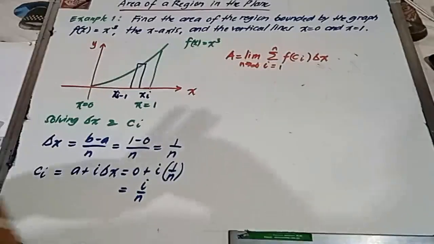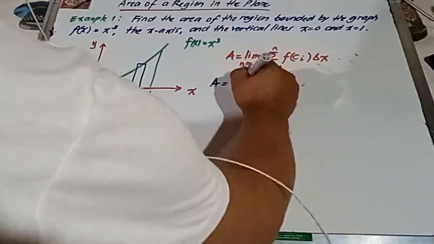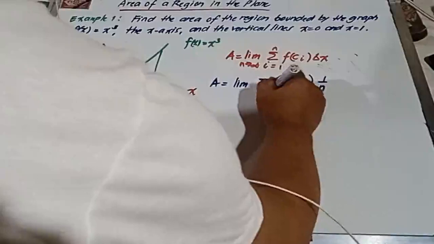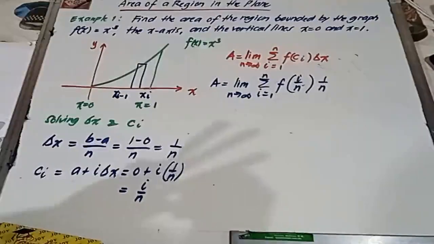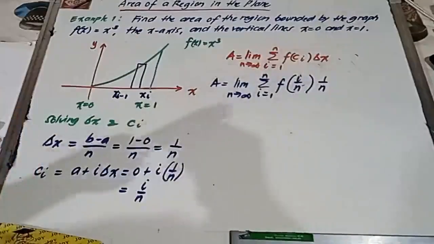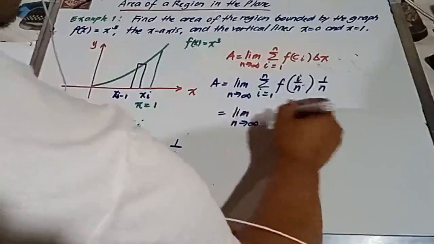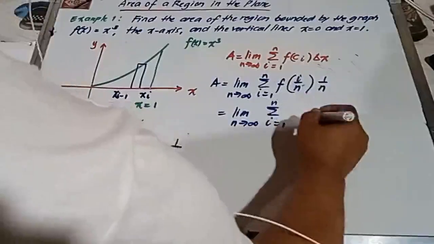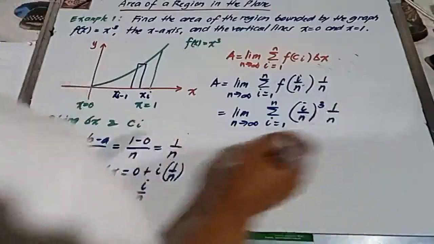Now, substitute natin ito sa ating formula. Therefore, ang ating area is equal to the limit of summation of f of c sub I is I over n. Delta x is 1 over n. I equal to 1 to n as n approaches infinity. Okay? So, substitute I over n to our f of x. We have limit n approaches infinity, summation of I equals 1 to n. Therefore, we have I over n cubed times delta x 1 over n. Okay?